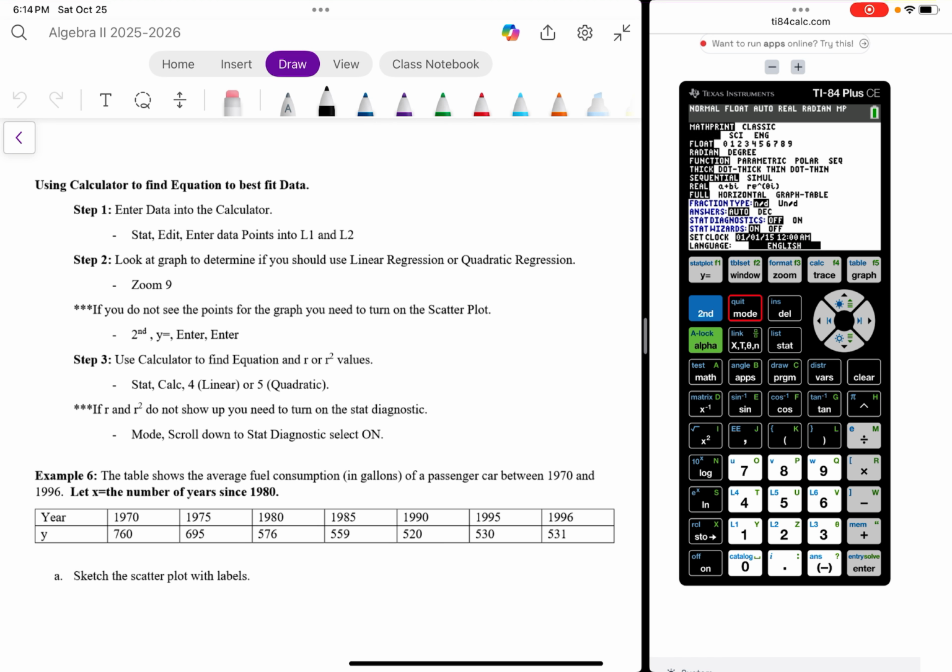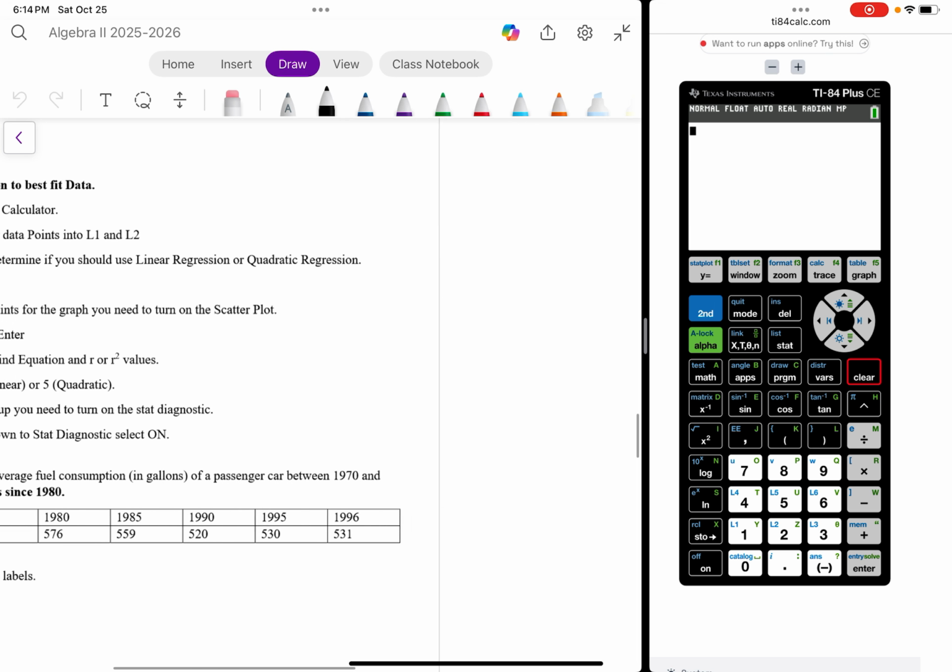So you're going to hit mode, and you're going to go down to where it says stat diagnostic. You can see it's blinking right now on off. We want to go over to the on button and then hit enter, and then we are good. And then you can just clear out of that screen. Once you have that, you're good to go.